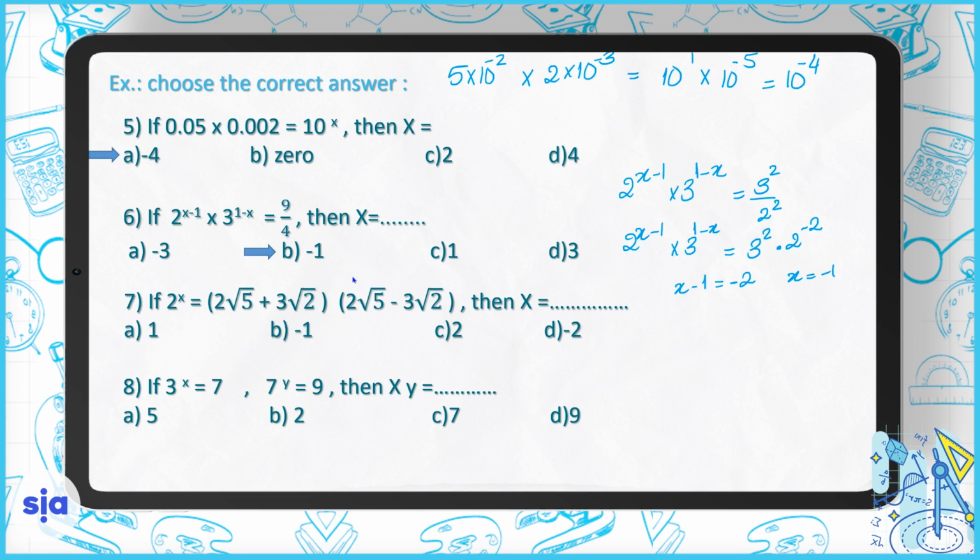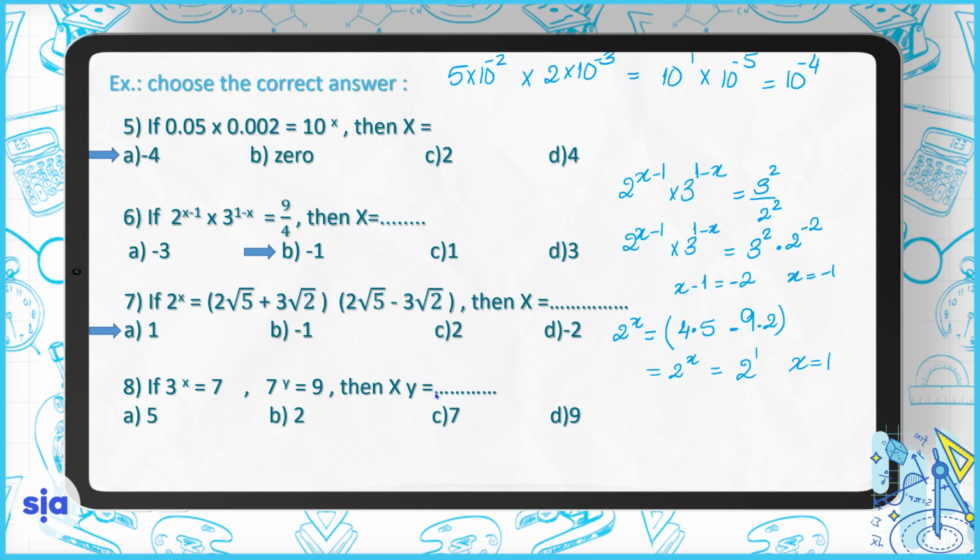For question 7, 2 power x equals 2 root 5 plus 3 root 2 multiplied by 2 root 5 minus 3 root 2. What is the value of x? 2 power x equals the difference between two squares. So it's equal to 4 multiplied by 5 minus 9 multiplied by 2. So 2 power x equals 20 minus 18, which is 2. Then x is equal to 1.